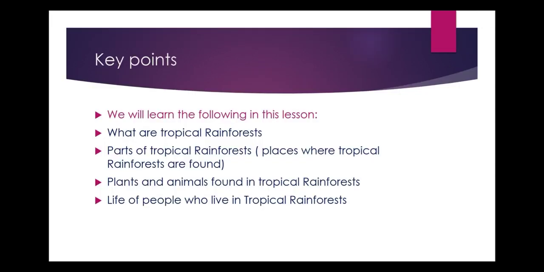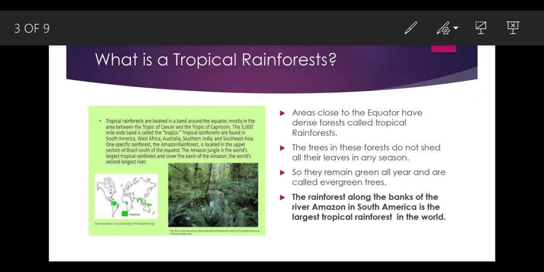So in this topic we will learn the following: what are tropical rainforests, parts of tropical rainforests, the places where we find tropical rainforests, plants and animals found in these areas, and life of people who live in tropical rainforests. Let us first try to understand what is a tropical rainforest.